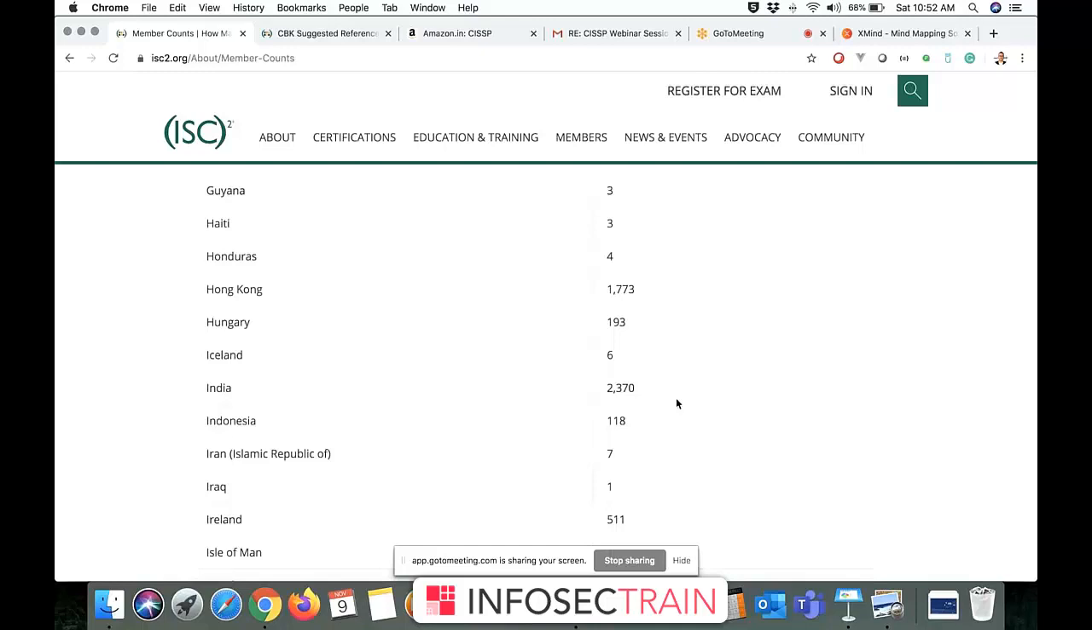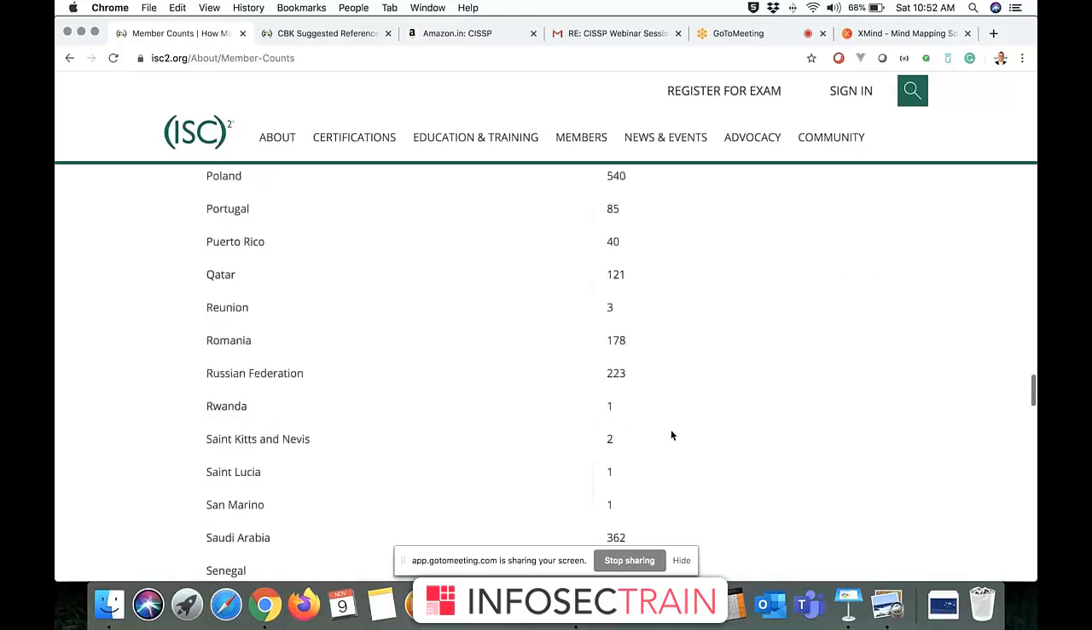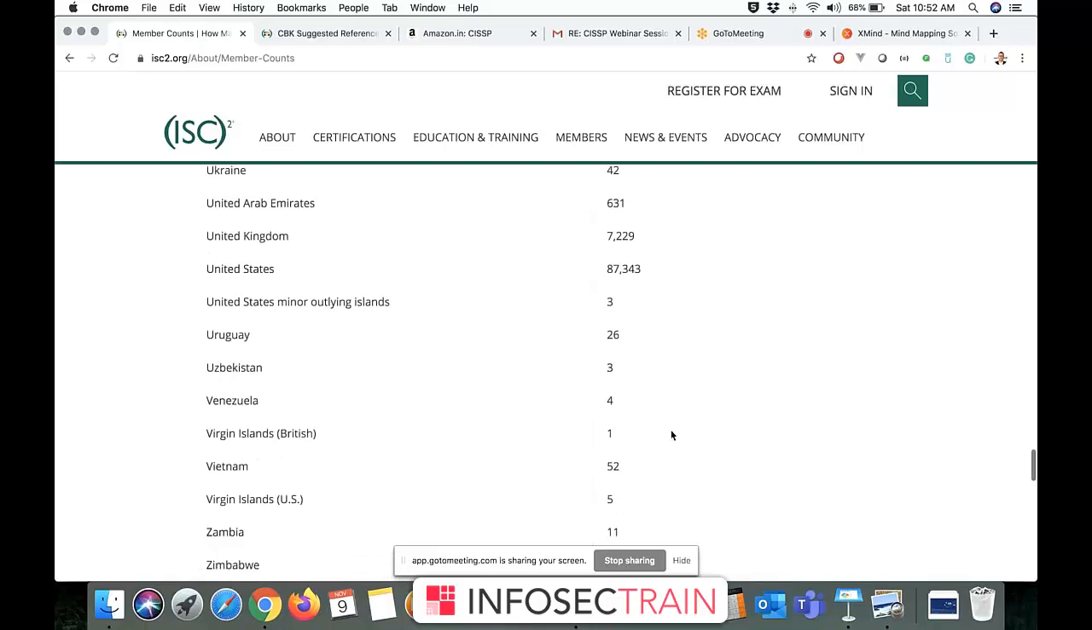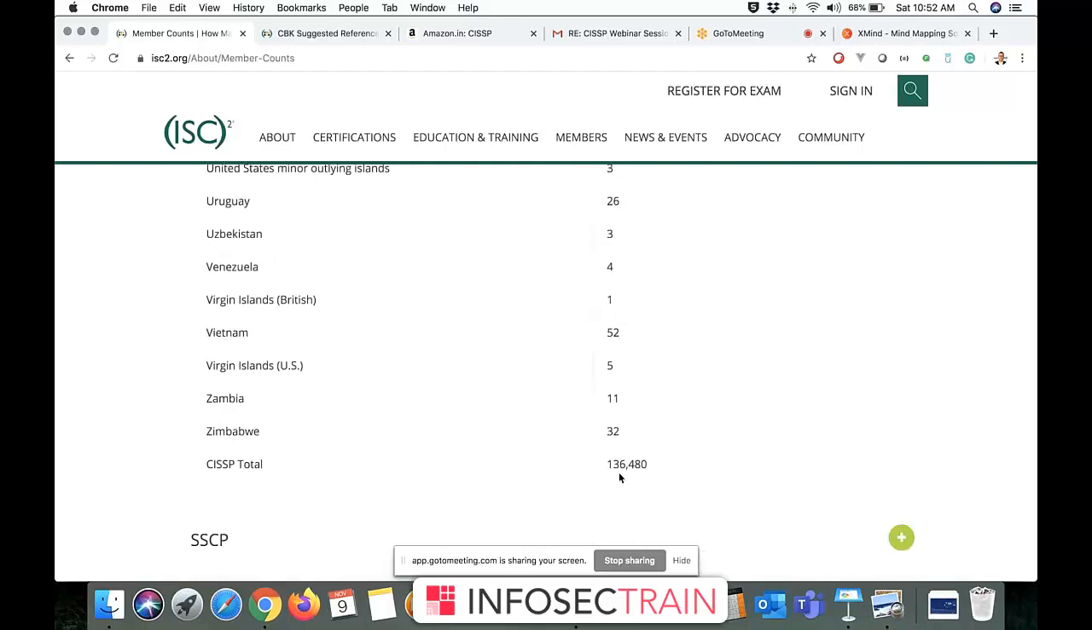And if you look at the world, the highest is from the US, 87,000. Maybe second is UK, about 7,200. That's a huge difference anyways there. And the total is about 136,000. Okay, so this is not too many, I suppose. But having said that, this has been growing rapidly.